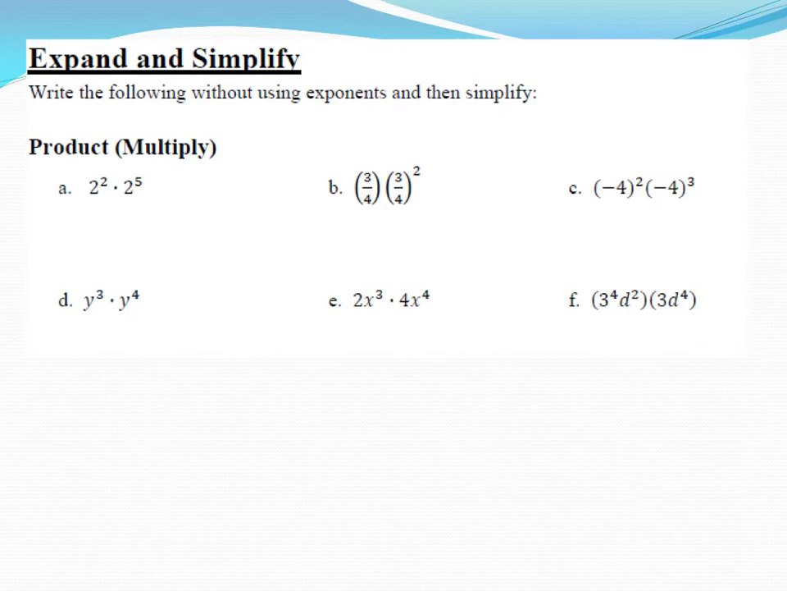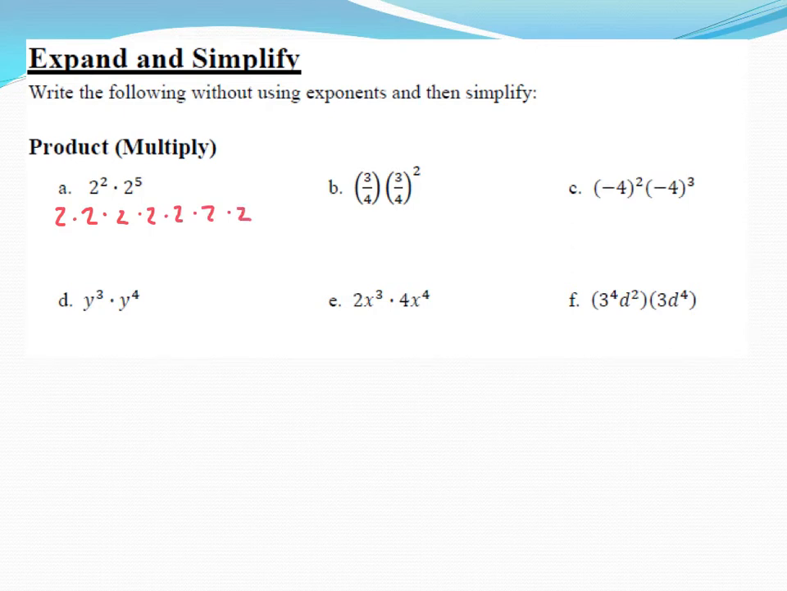You'll notice here that we're going to look at some things with similar bases. So let's start with the first one, A. I have 2 to the 2nd power times 2 to the 5th power. What we're going to do first is expand both of these out. So 2 to the 2nd power means 2 times 2, times 2 to the 5th power, which is 2 times 2 times 2 times 2 times 2. I count that out, that's 5.